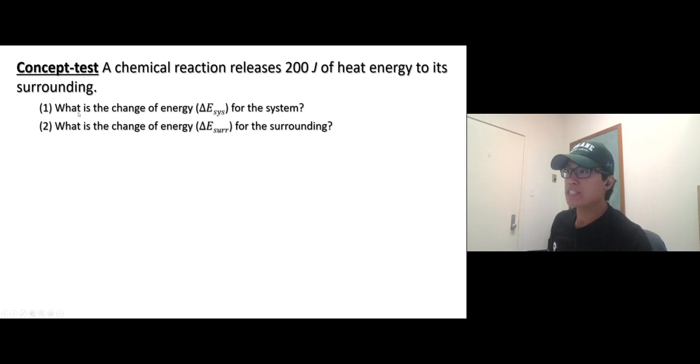So the first question asks, what is the change of energy of the system? Okay, so it said that the chemical reaction releases 200 joules. So the system loses heat, negative 200. So it loses energy. Okay, so negative 200 joules.